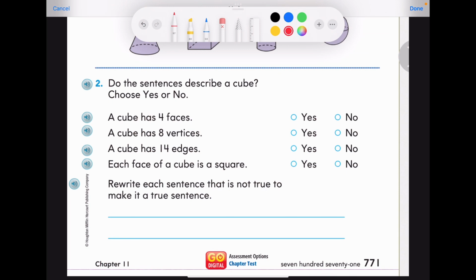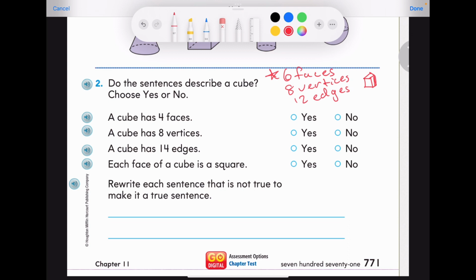Question 2 says, do the sentences describe a cube? Choose yes or no. Alright, so I know that a cube, just in general, has 6 faces, 8 vertices, and 12 edges. And if you remember, a cube looks something like this. That is the best cube that I can give, but you get the concept there. So it has 6 faces, 8 vertices, and 12 edges.